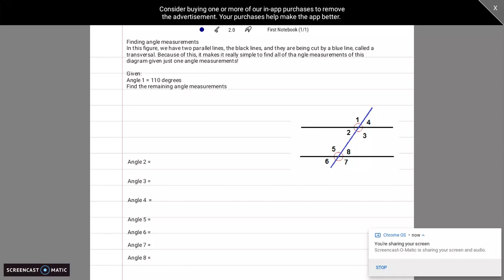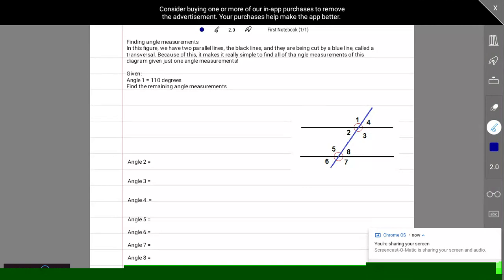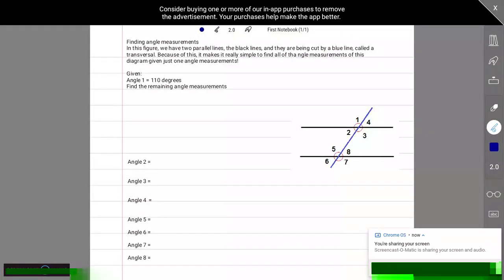Hey guys, welcome back. Today we're going to be finding missing angle measurements in a diagram like this. At the very top of the page, I have a small description of what this figure is. We have these two parallel lines, which are the black lines here, and you can use little arrows on the lines to represent that. They are being sliced by this blue line, and that slice is called a transversal.